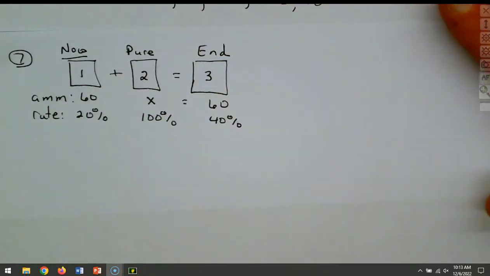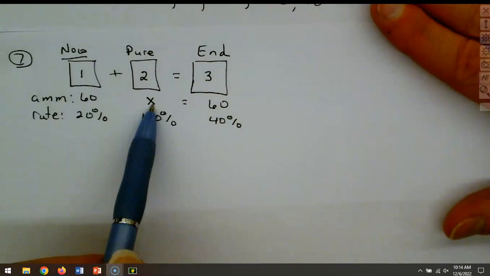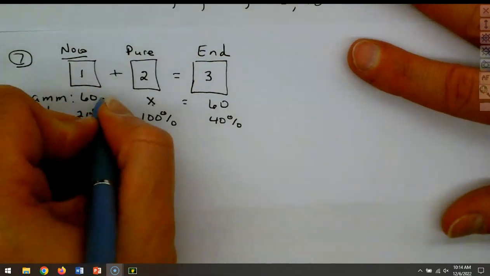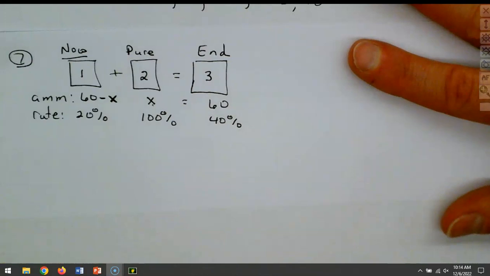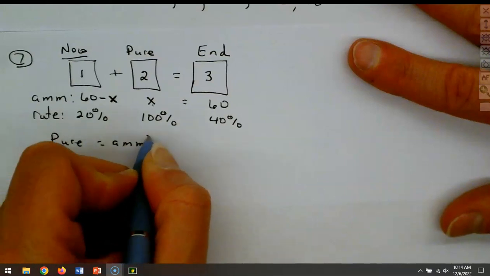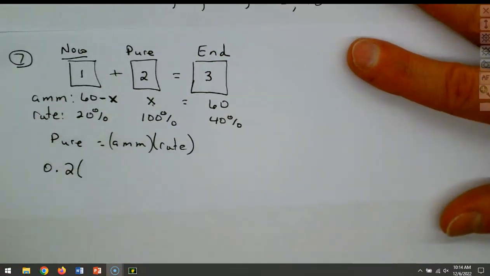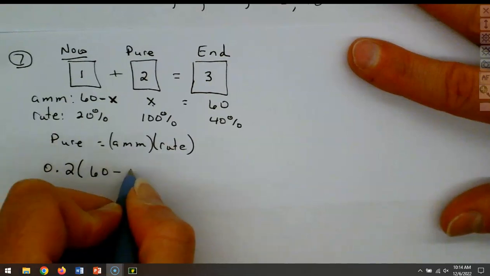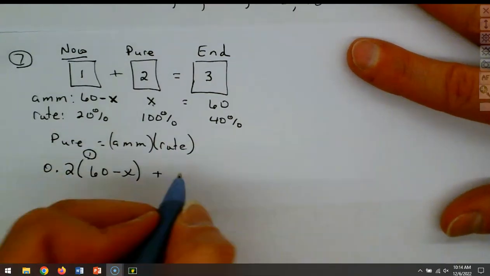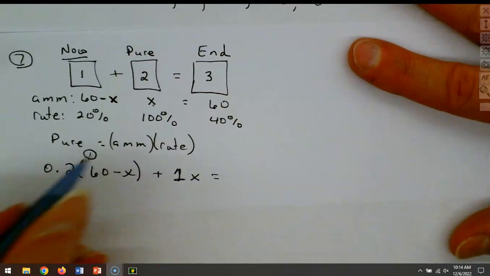40%, right? Now, it's not going to work the way it is, because if I just add in the pure, it's going to overflow. So again, drain and replace. So this first one becomes a 60 minus X. And the pure is the amount times the rate. That would be 0.2 for the first one times 60 minus X. We're going to add to that the pure, which is 100%, which is 1, times the X. And then what is it going to equal for box 3?